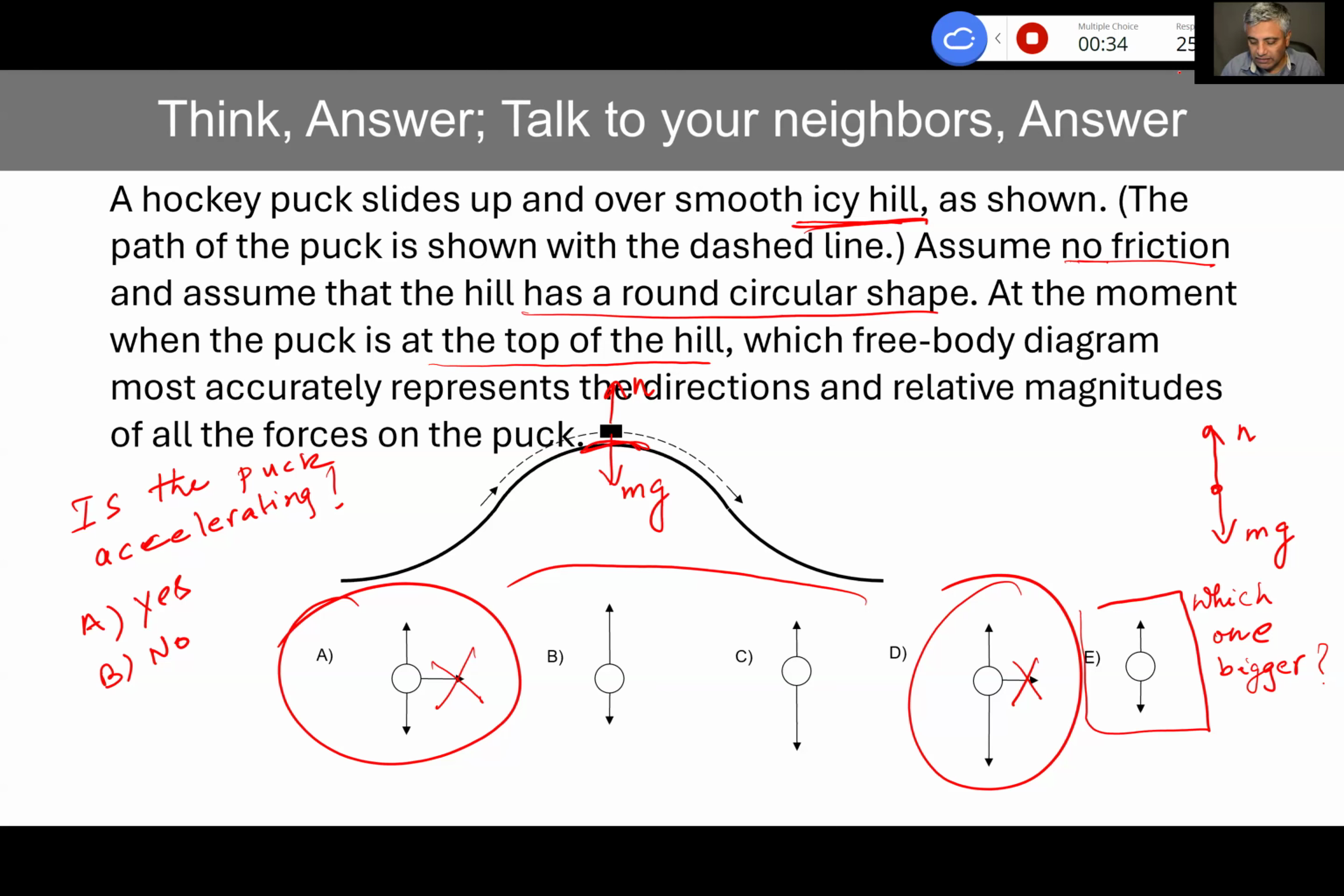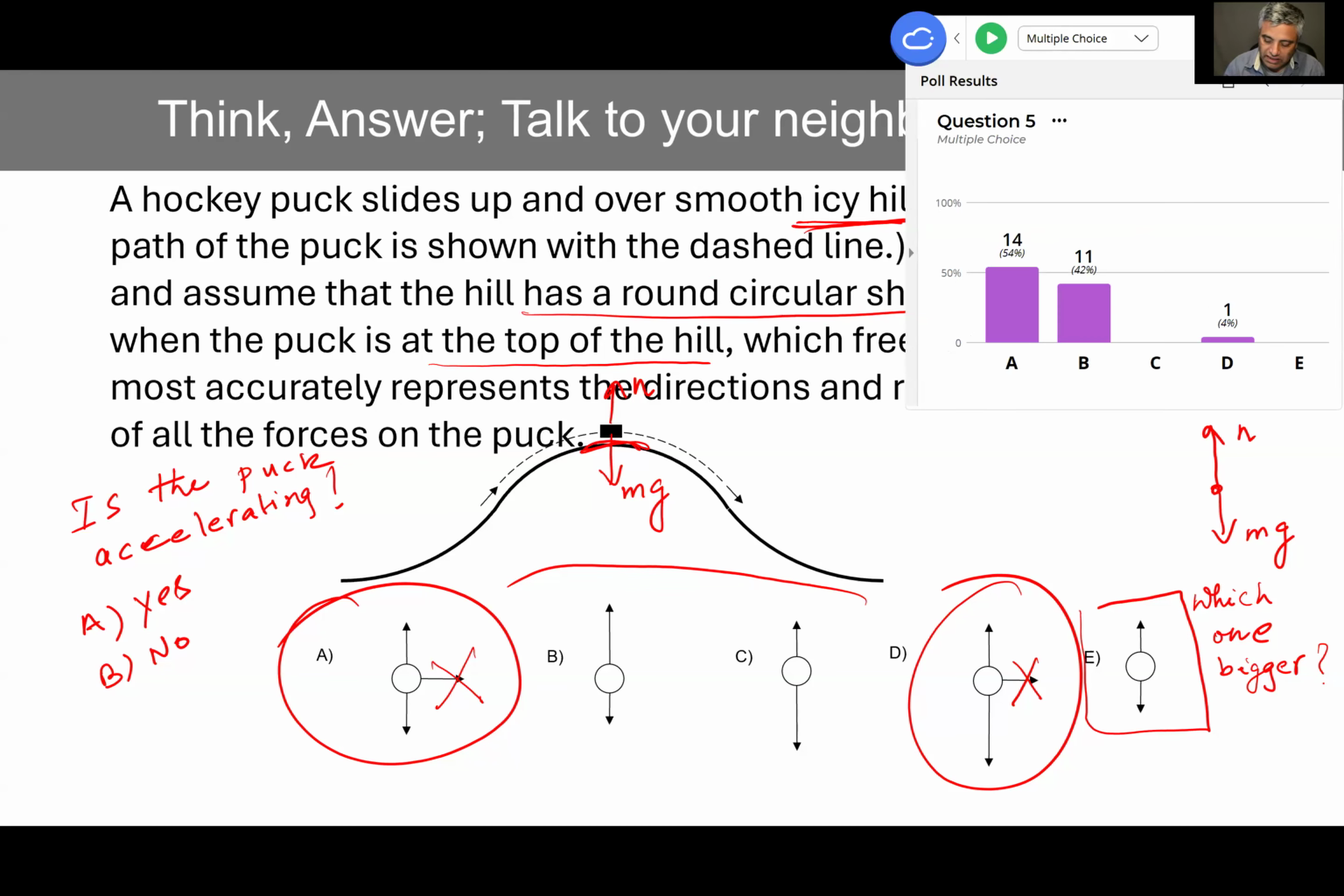Five more seconds. 5, 4, 3, 2, 1, and it stops. Okay, let's see what we got here. Yes and no. So see, it is moving in part of a circle, isn't it?